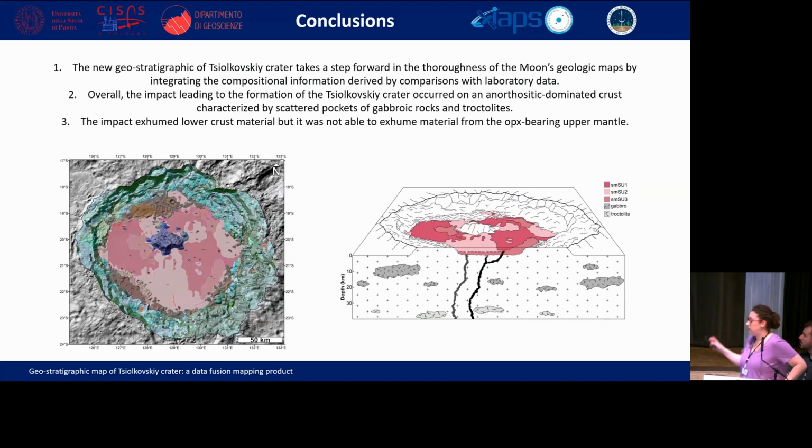It is hard to see, but you have the TV, so in this case it is better for you to see. In this section, we have made a sketch of how the layering below Tsiolkovskiy could be, considering also the different effusive events. So you can take a look, and for sure we don't have sufficient data for assessing that this interpretation is correct.